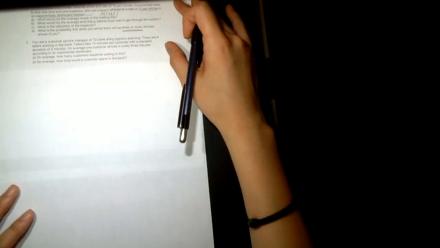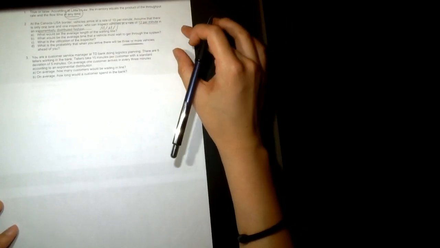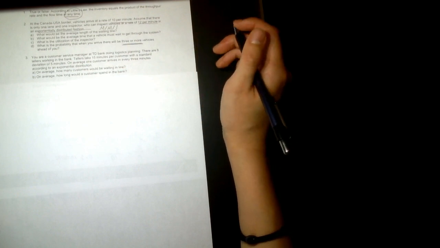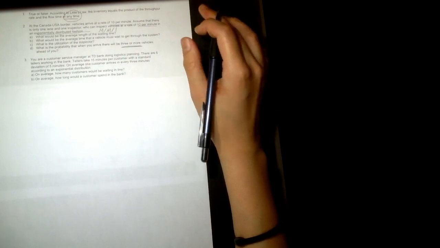So the next question is, you're a customer service manager at TD doing logistics planning. There are 6 tellers working in the bank. Tellers take 15 minutes per customer with a standard deviation of 5 minutes. On average, one customer arrives every 3 minutes according to an exponential distribution. So how many customers will be waiting in line?